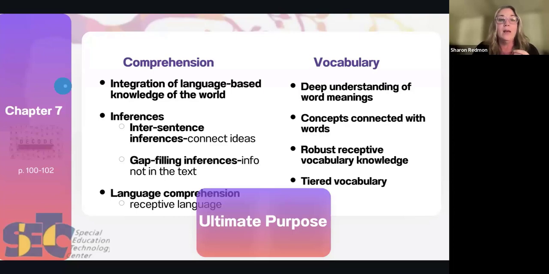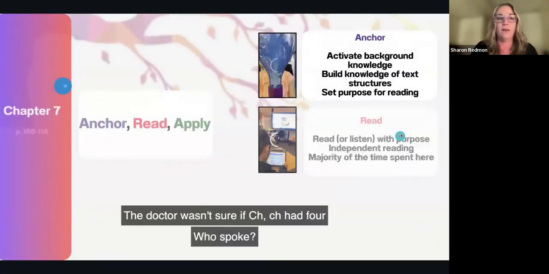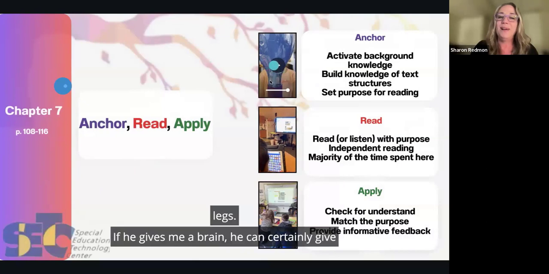So emergent reading, but looking at that comprehension and inferencing, I learned a lot about that inter-sentence inferencing, right? That connecting ideas and gap filling, which is information that's not in the text. This is really the ultimate purpose of reading: getting that deep understanding and learning something from the text. So really good stuff.